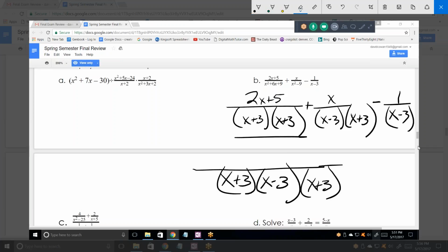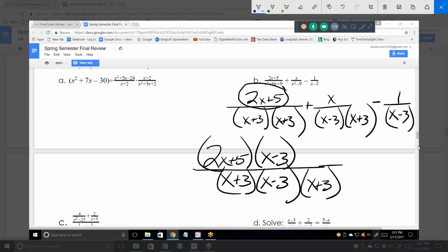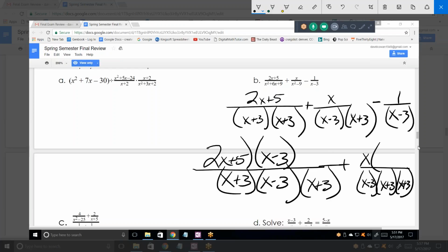Yeah. Okay, now what is my numerator going to be with that new common denominator? 2x plus 5 times x minus 3. We know that's correct because the x minus 3s would cancel and I'd be left with what I started with. So that's proper. Now, I'm going to run out of room. I never learn. That also has to be the same common denominator. What's this numerator? X times x plus 3.